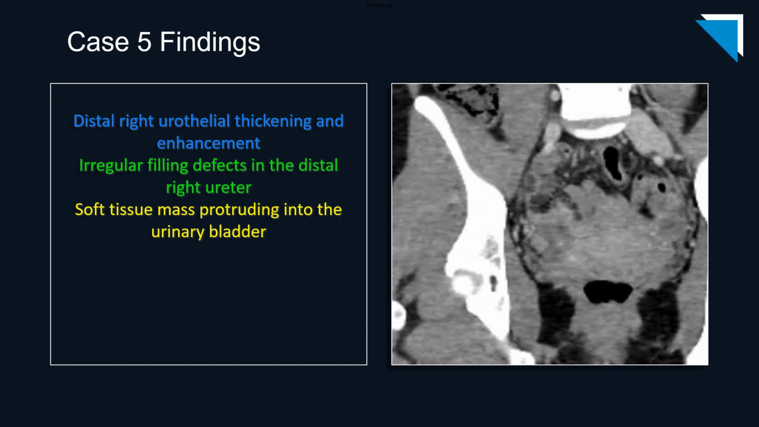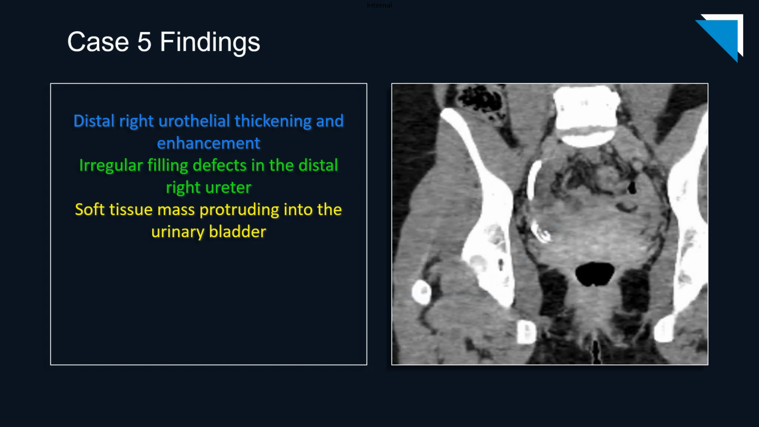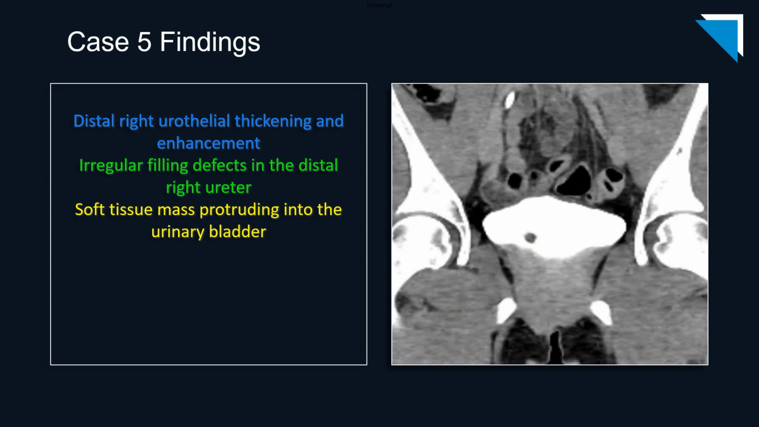It's easy to see on this coronal image how one might miss the findings without the delayed images. The urothelial thickening and enhancement is rather difficult to see. However, the delayed images make it more difficult to miss the intraluminal filling defects in the distal ureter, as well as the soft tissue mass projecting into the urinary bladder. So this is a distal ureteral mass with the leading diagnostic consideration being transitional cell carcinoma.